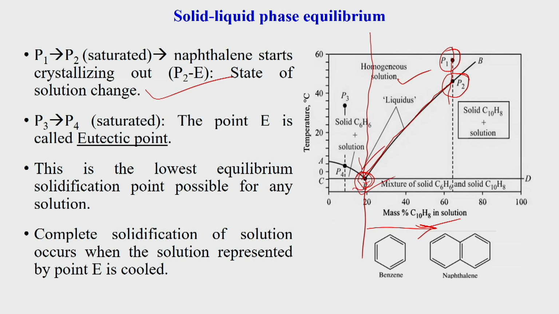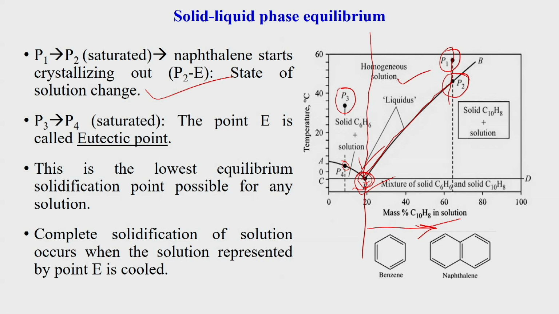Okay. And if we take a composition where benzene is more and naphthalene is less, suppose we take a composition like 10% naphthalene and 90% benzene, so mostly it is benzene. Whenever it reaches this point P4, it is a saturation point. Then if we decrease the temperature again, it will follow this path from P4 to E.